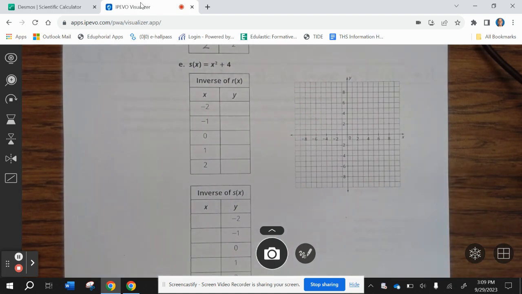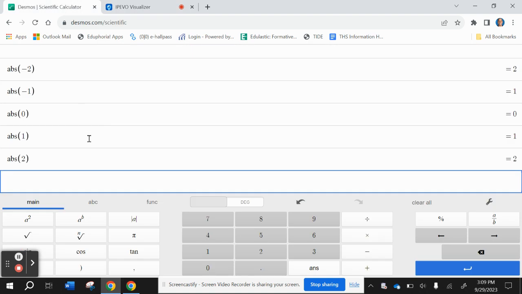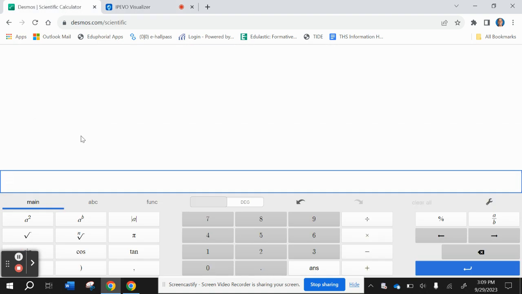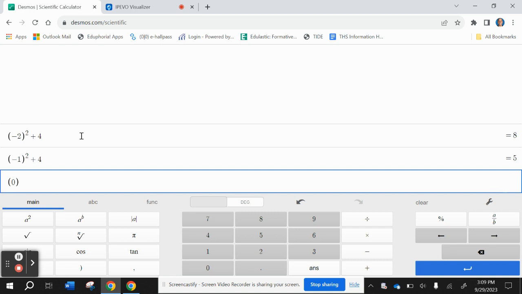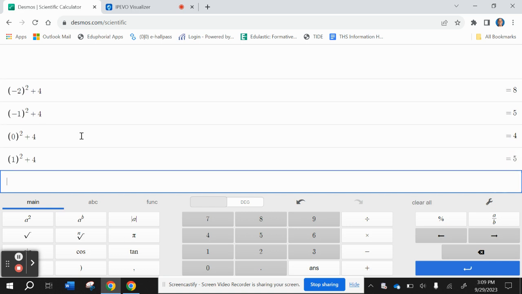Right. So let's complete our table. So then parentheses -2. Anytime you square a number, you want it in parentheses squared plus 4. Parentheses -1 squared plus 4. Parentheses 0 squared plus 4. Parentheses 1 squared plus 4. Parentheses 2 squared plus 4.